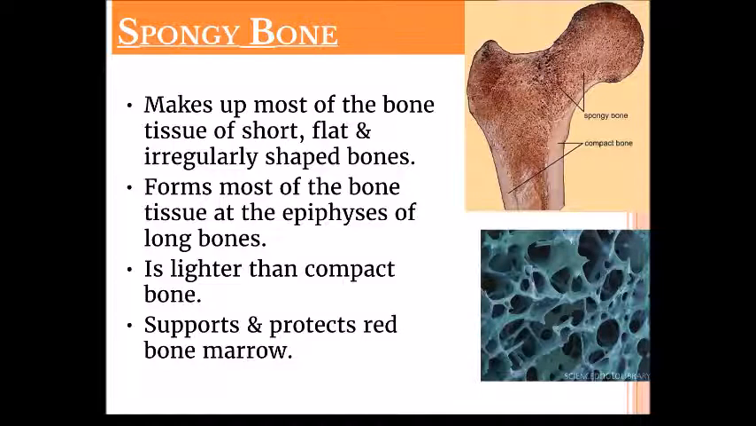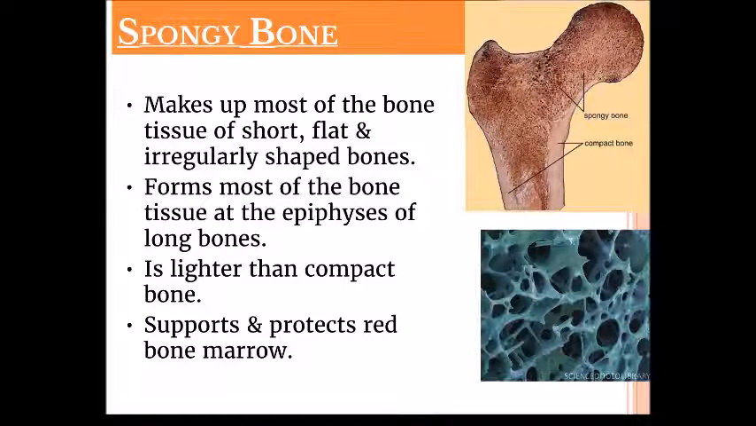We already know that spongy bone you can find primarily in the epiphyses of long bones. It makes up the majority of the bone tissue at the epiphysis of a long bone. And we also know that you find spongy bone making up the majority of the tissue found in flat bones, short bones, and irregularly shaped bones. You may remember short bones are the bones in your wrists and your ankles. Flat bones are bones like ribs and the bones of the cranium, and then your irregularly shaped bones are bones like your scapula and your vertebrae.